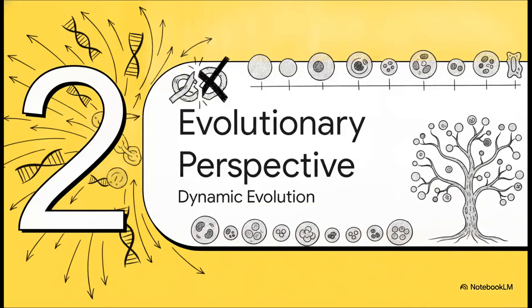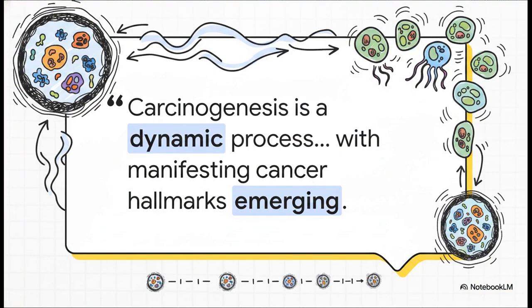Moving to part two, an evolutionary perspective, going from genes gone awry to dynamic evolution. For decades, the scientific community focused super heavily on what's called the somatic mutation theory. That's basically the idea that cancer is just a bottom-up problem of broken genes. But carcinogenesis, the actual birth of a cancer, is a remarkably dynamic process. We really need to step back and look at the bigger picture here. We are actually witnessing evolution on a macroscopic scale.